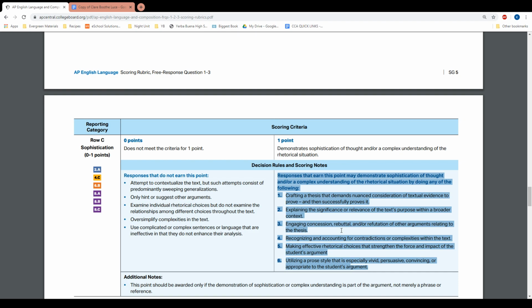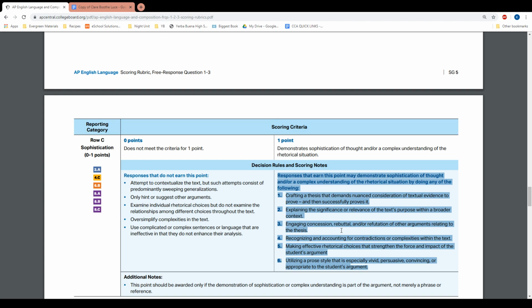Number 2. Explain the significance or relevance of the text's purpose within a broader context. So even though this is Claire Booth Luce's speech to a particular group, it also talks about journalism as a whole, the U.S. press. If you're able to tie this speech to a bigger subject, perhaps in a conclusion paragraph, boom, another point.